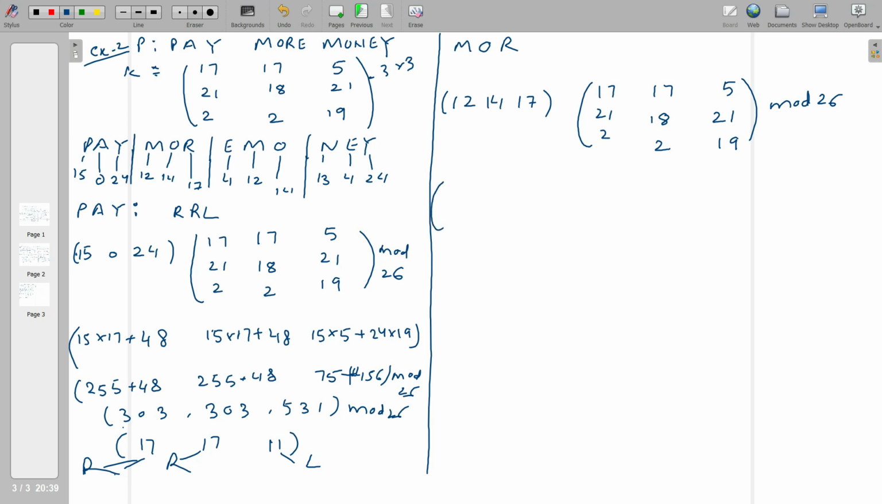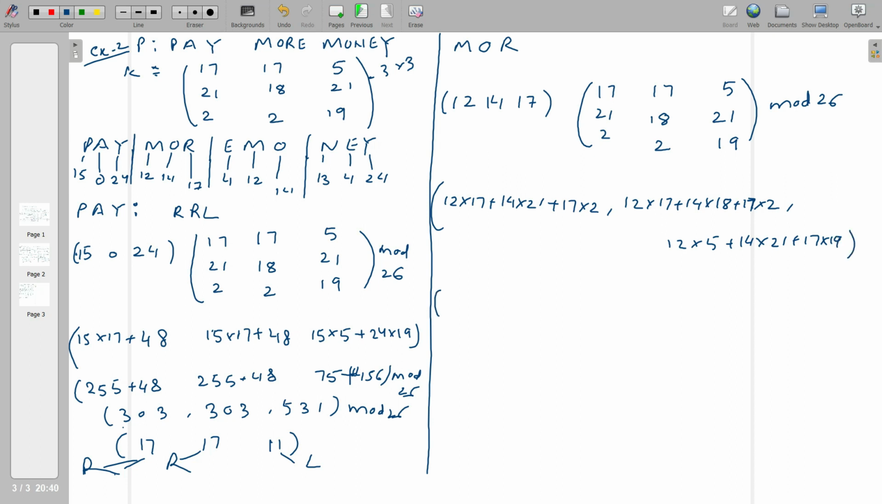So let me write it. 12 into 17 plus 14 into 21 plus 17 into 2. Similarly, 12 into 17 plus 14 into 18 plus 17 into 2. And the third one is 12 into 5 plus 14 into 21 plus 17 into 19, and it is mod 26 operation.